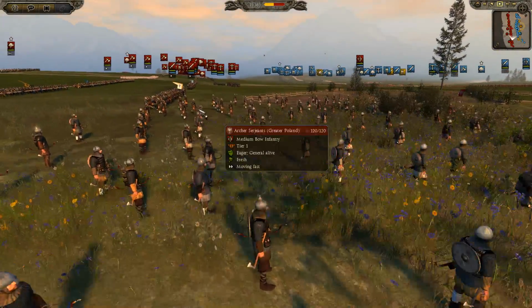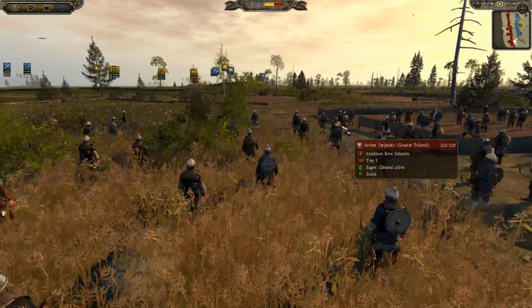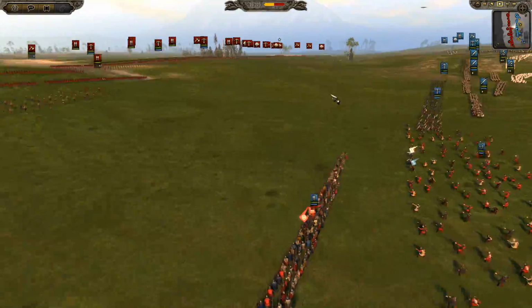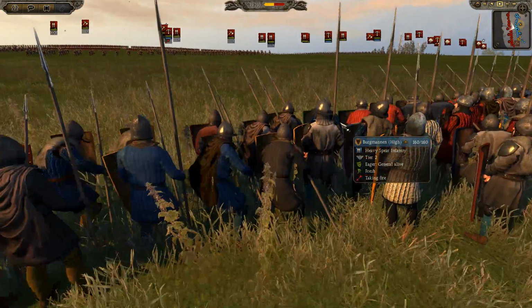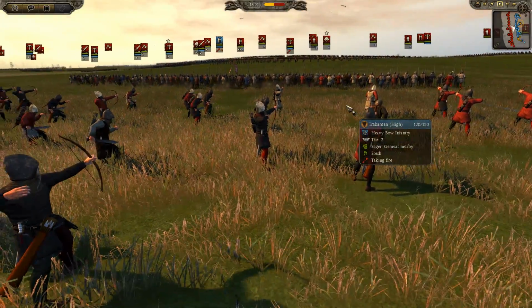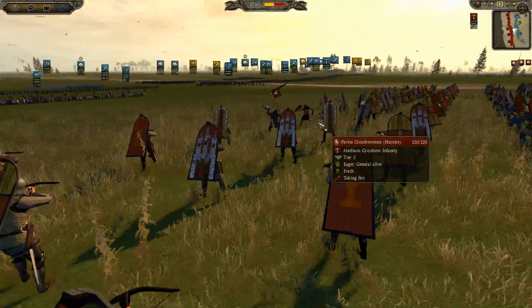Well, it's Lesser Poland, but these archers specifically are from Greater Poland. So they're not quite in range either. They're kind of just edging forward, trying to get their men in range here. We got some heavy spears protecting the crossbows. Or no, this is a heavy bow unit. We're now firing down on the crossbows of Bohemia.